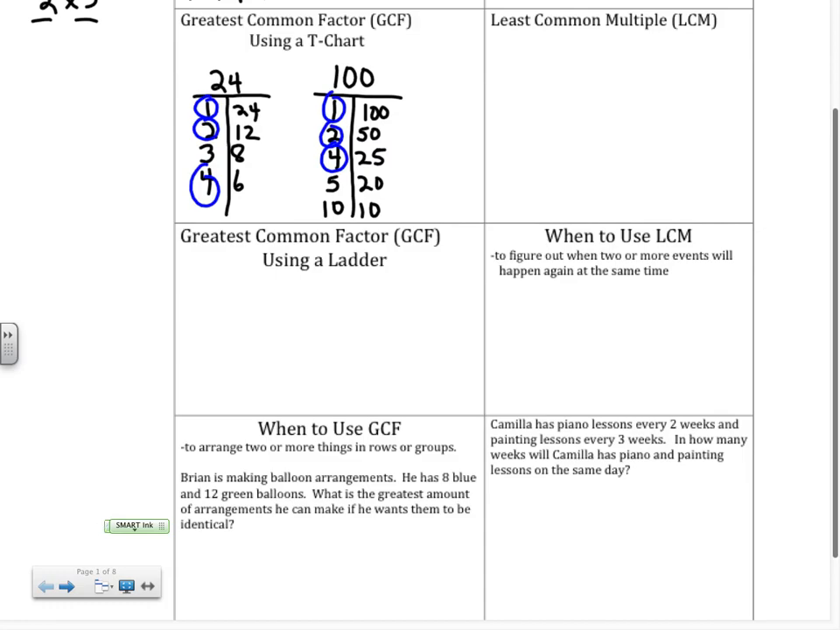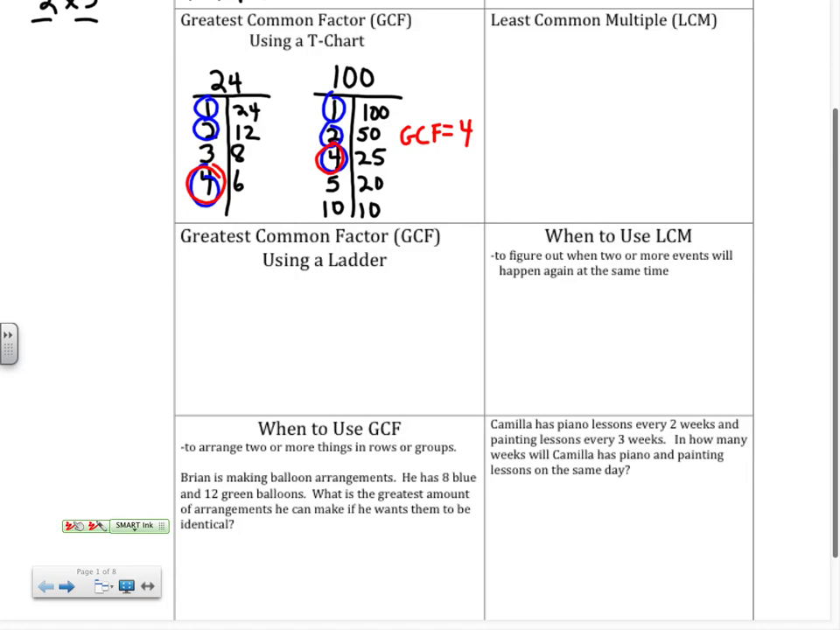If I want to find the greatest common factor, or the GCF, I look at that biggest factor that both 24 and 100 have in common, and that would be the 4. So the GCF of 24 and 100 is 4. That's the biggest factor both 24 and 100 have in common.